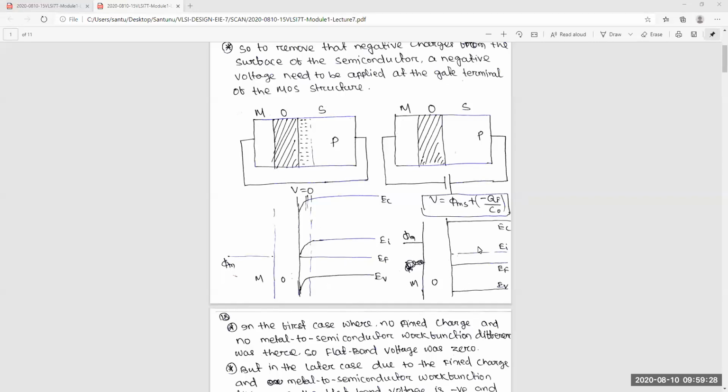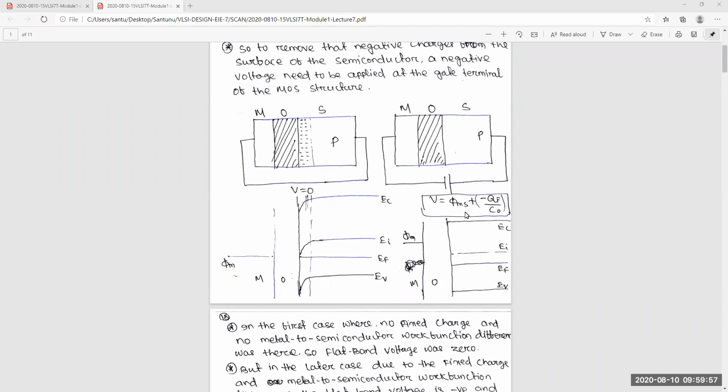This is the second condition you can see. When we give a negative voltage, these charges are removed. Now here you can see it's a completely flat band. That means at a negative voltage of phi ms plus or minus Q by C0, we are getting flat band. Initially it was 0 voltage in the ideal MOS, now it is a negative voltage. This part we can calculate.